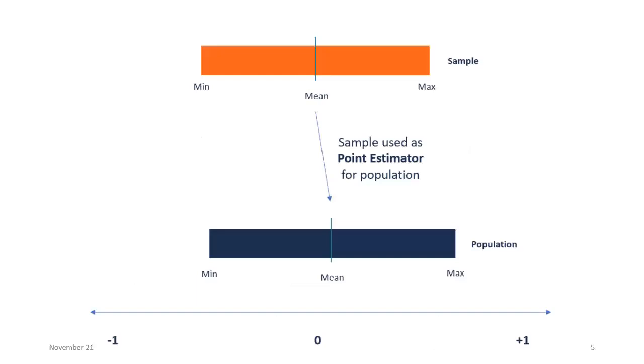Let's see with this diagram that the mean is the central value. Then we say that our distribution follows normality. And if the point estimator or mean has the minimum value on the negative side, then we say that our distribution is negatively skewed. In the other case, when our distribution is on the right side, it is known as a positively skewed distribution. So a sample used as a point estimator for the population is shown with the help of this diagram.